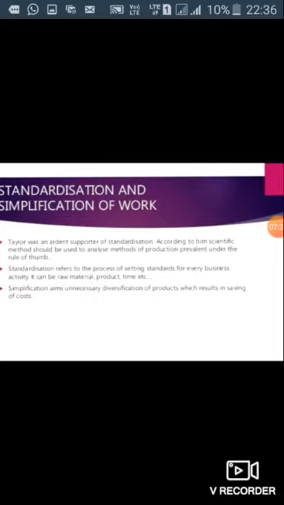So for example, when we say standard time, it is the time fixed to produce a given level of output. So this level of output should be standard. That is, every time we are producing a certain specific production, it should take a standard time, a specific, uniform time. And again we talk about simplification.